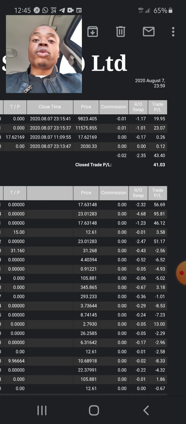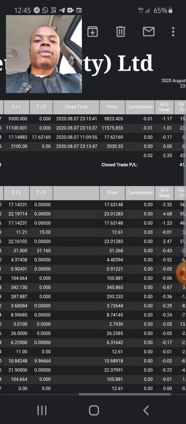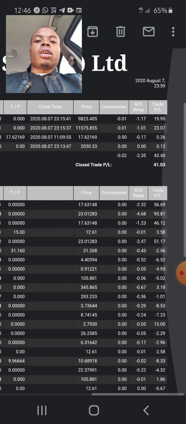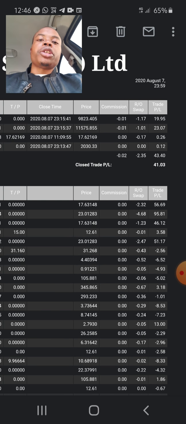I don't have any problem with Hot Forex. They charge swaps, it's normal, and I can see some of them also charge commissions, because when I closed these Bitcoin trades, there was a commission of 1 cent on each. And how much did I make? Almost $41. Do I have to cry about it? No, I don't have to cry about it, because I've been charged. It's like when you own a private car, you should know that you have to service that car. That's an expense. You put in fuel, that's an expense.